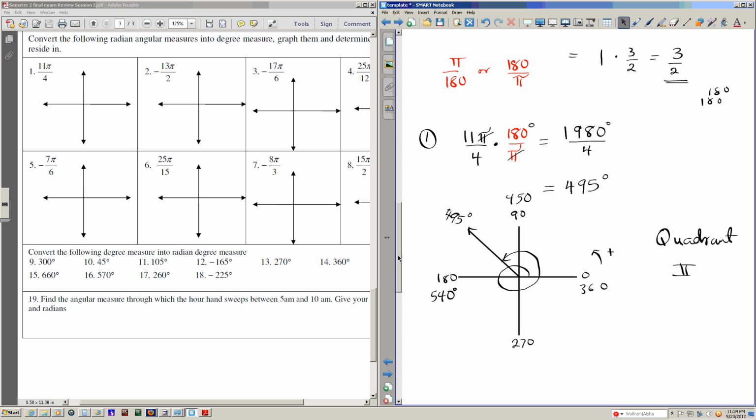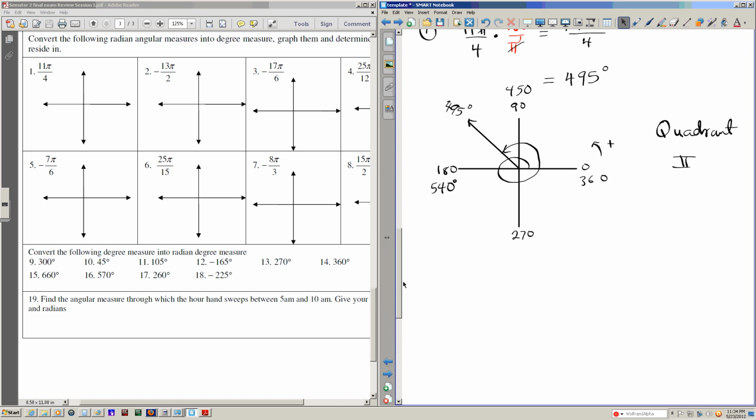Okay, so last but not the least, let's take a look at number 9. We want to convert 300 degrees into radians. So for number 9, how do you convert 300 degrees to radian? All you do is multiply by pi over 180 degrees because you want the degrees to cancel. So the degrees cancel. You're going to have 300 pi divided by 180. All right?